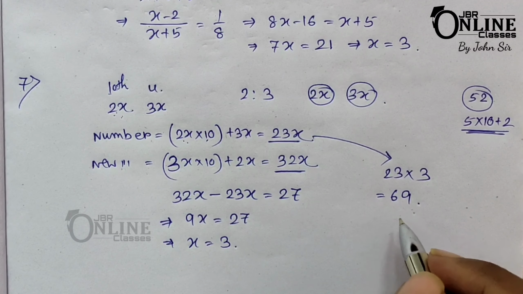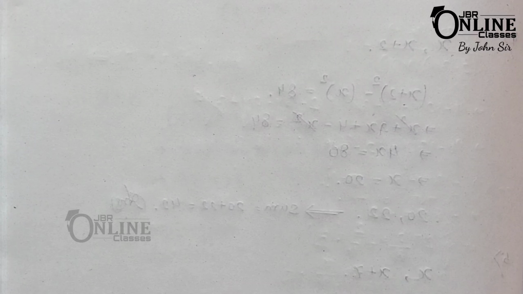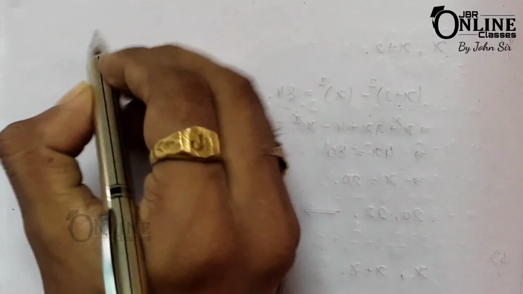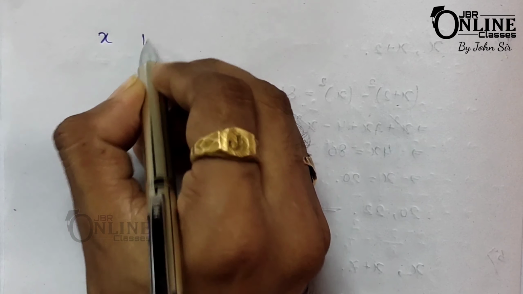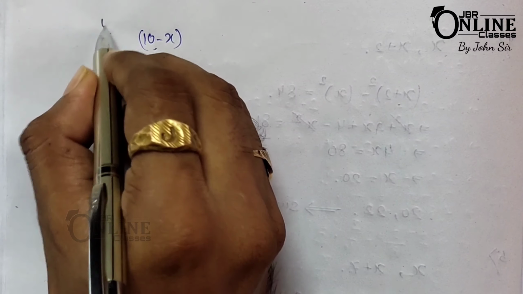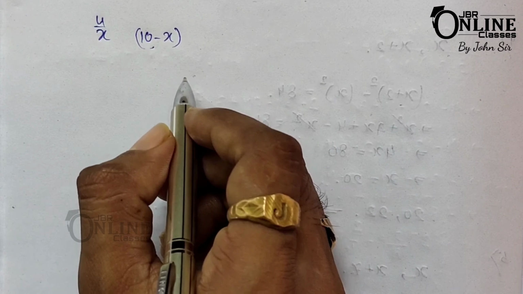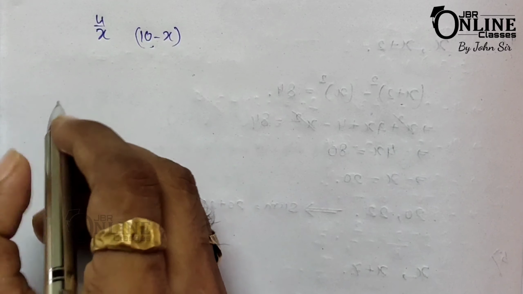So 69 is the answer. Now sum number 8, a similar kind of problem as sum number 7. In that case, the sum of the digits equals 10. That means if the first digit equals x, then the other digit equals 10 minus x. Here x is the unit place number and 10 minus x is the tens place number. Now you have to construct the equation and find the value of x.